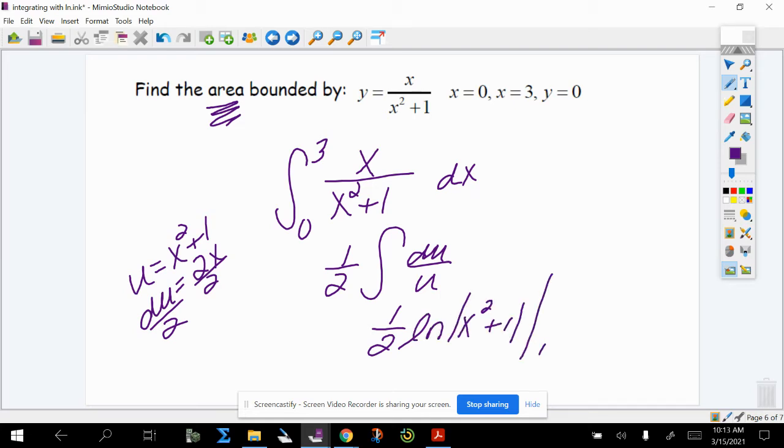The absolute value bars, again, are not very useful in this one because x squared plus 1 is always positive. They will help in a situation where you're putting something in that could be negative and allow you to then take the absolute value. So you actually do see the absolute value come into play a little more when you actually have numeric values to plug in. So you're going to plug in 3, so you get 1/2 the natural log of 3 squared plus 1 is 10, minus 1/2 the natural log of 1.